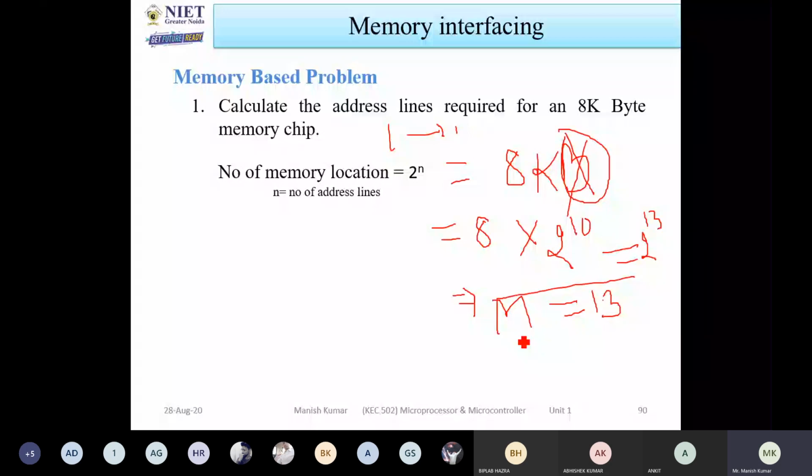It means that the 8 kilobyte memory chip requires 13 address lines to interface with the 8085 processor. You people think that since this is 64-bit, we can attach up to 8 GB, 16 GB. How do we define that? We define it from the number of address lines. Okay, so it's a simple question. Do you have any doubt? Anyone?